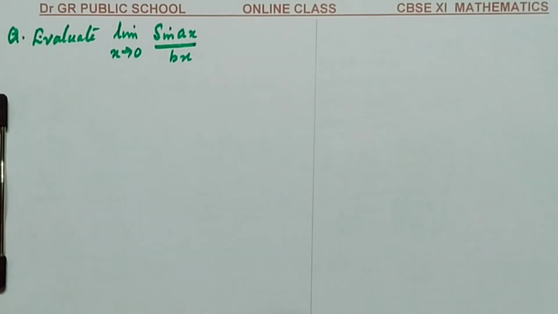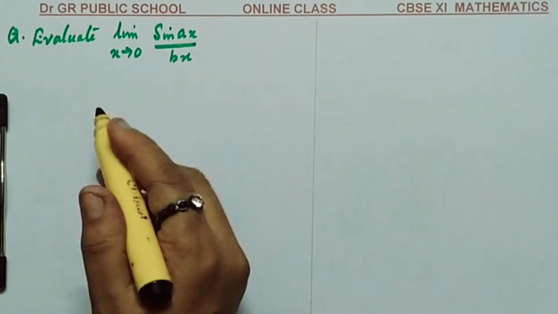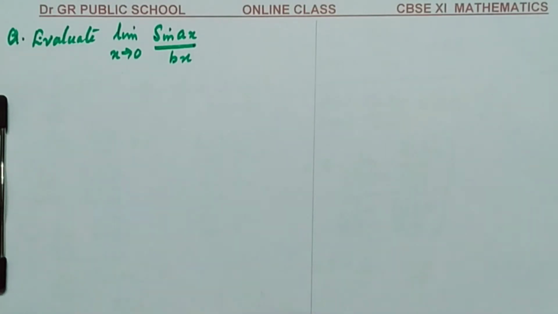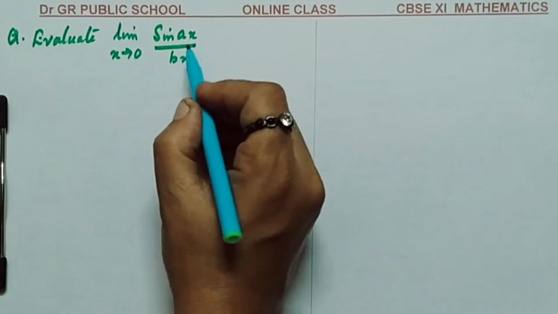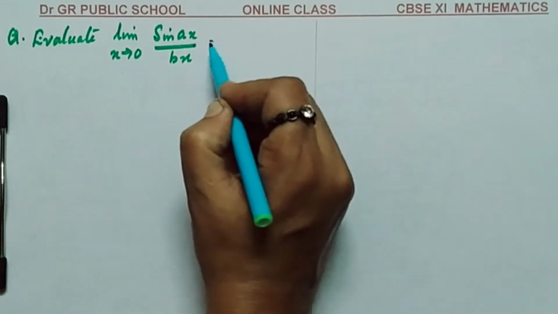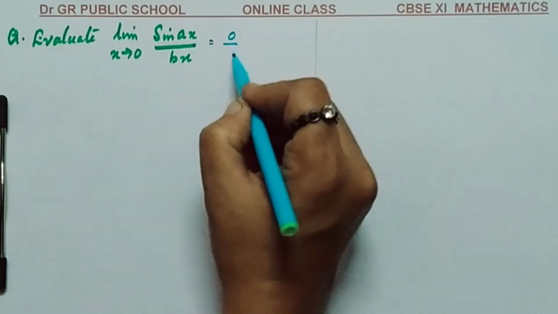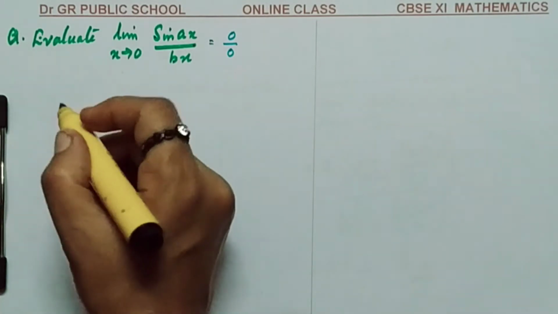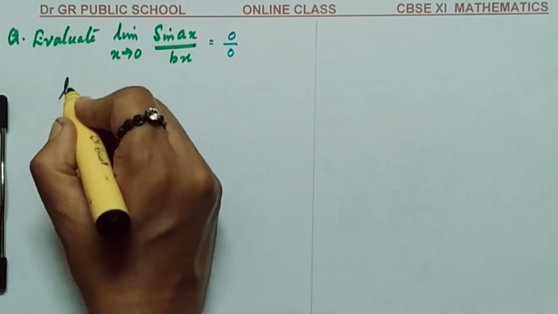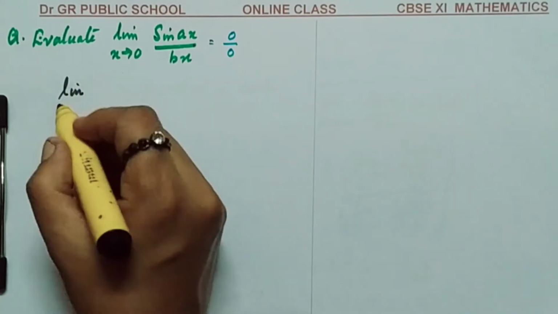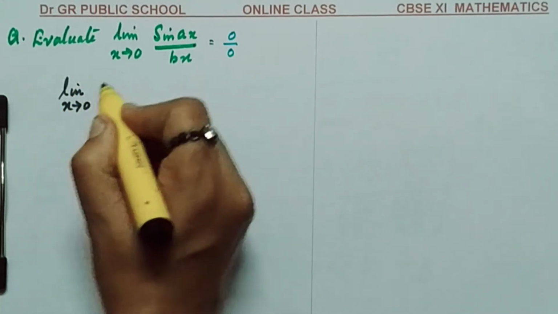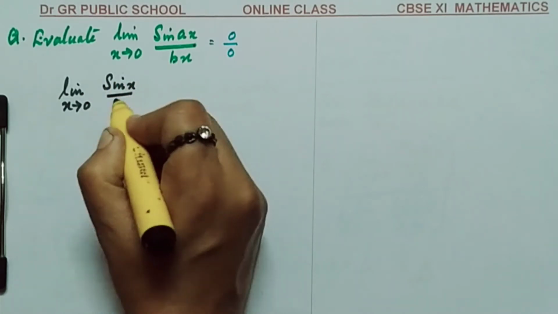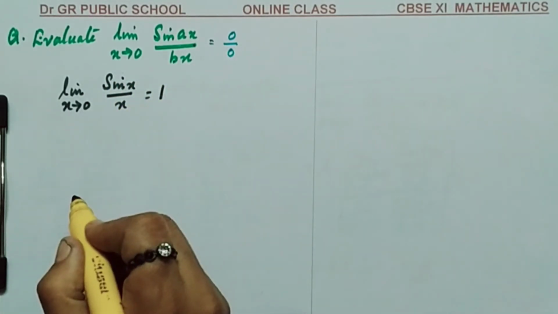Come to the second question. Evaluate limit x tends to 0, sin ax by bx. Here also, if you apply x at 0, what happens? Sin a into 0, 0, divided by b into 0, 0, which is an indeterminate form. In this case, you need to come to the second phase in which you need to apply the limit. Limit x tends to 0, we have sin x by x equal to 1. We are going to apply this limit.